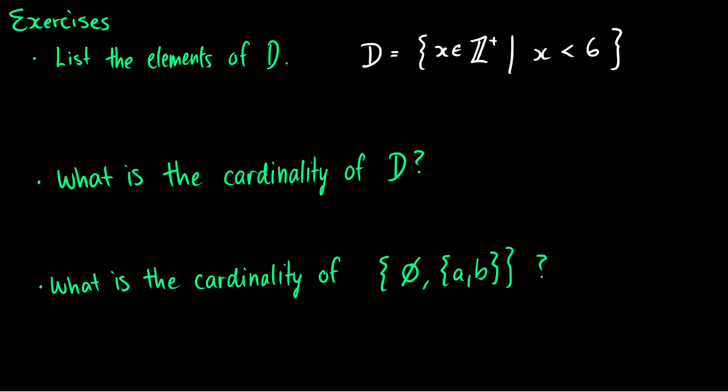So here I have some exercises. And these all refer to, the first 2 refer to the set D, and the third one is completely different. Try them yourself, and if not, well, I'll give you the answers now. So list the elements of D. D is the set of x in positive integers such that x is less than 6. So I'm going to take all x less than 6 and add them to the set if it's a positive integer. So this means that I can have 1, because 1 is a positive integer and it's less than 6.